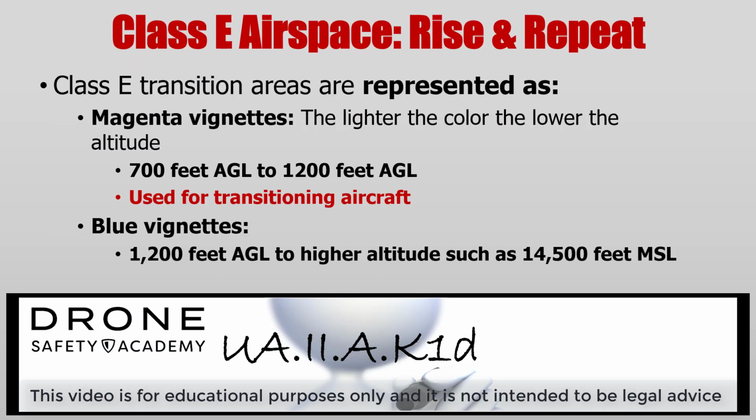Alright, rinse and repeat. Class E transition areas are represented as magenta vignettes or blue vignettes. In either case, when looking at the vignettes, the lighter the color of the vignette, the lower the altitude. Magenta vignettes start from 700 feet AGL and transition up to 1200 feet AGL and is used for transitioning aircraft. The blue vignettes start at 1200 feet AGL up to higher altitudes such as 14,500 feet MSL.